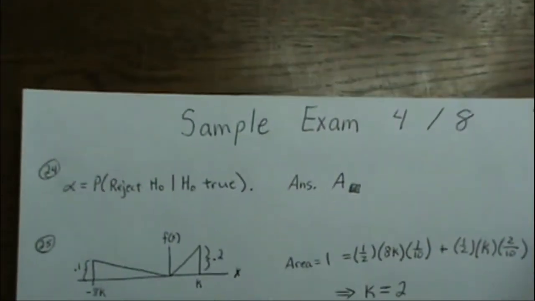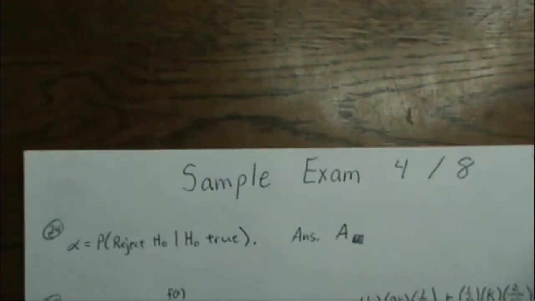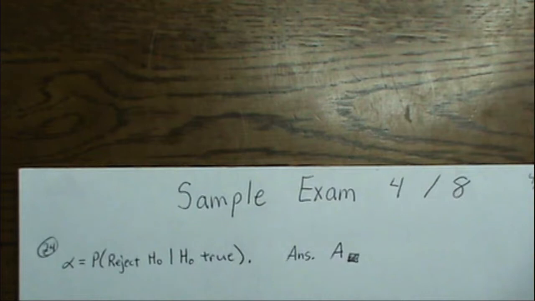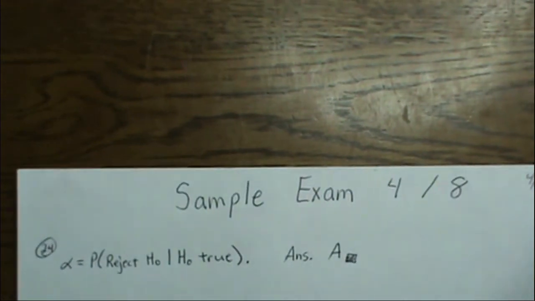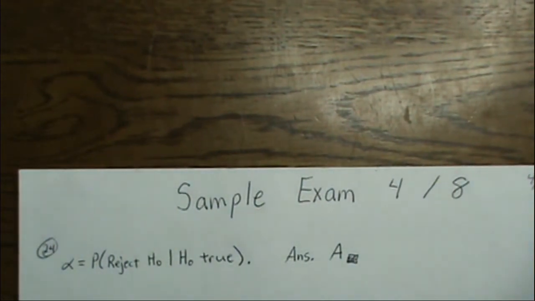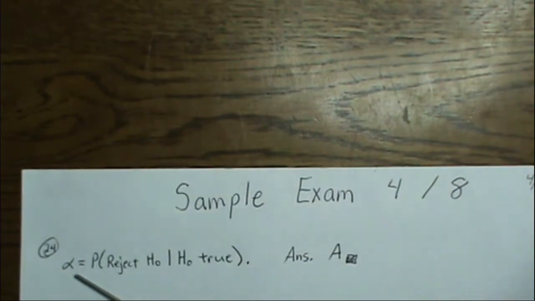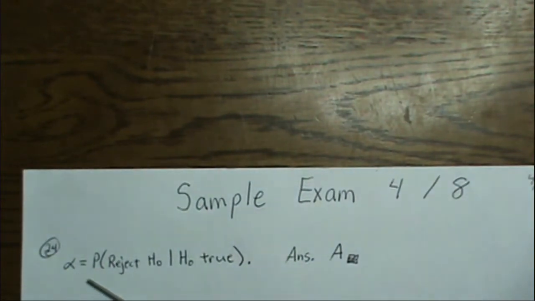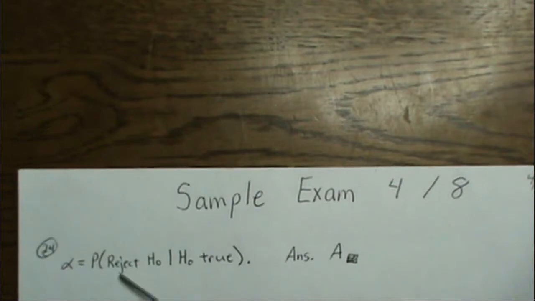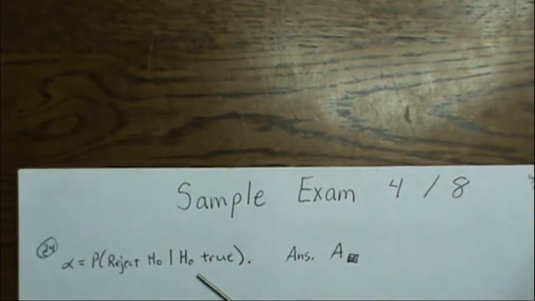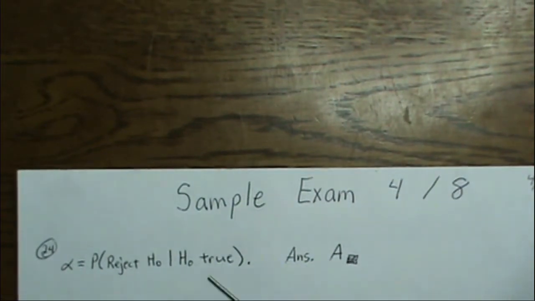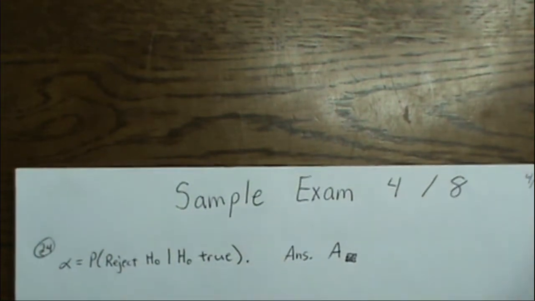So number 24 is short and sweet. It wants to know, will the rejection region change if you use a simple alternative versus a composite? And the answer is no, because the rejection region is determined by this statement here: alpha equals the probability to reject the null given that the null is true. And so the alternative doesn't play a part in this, so it won't change. The answer is A.